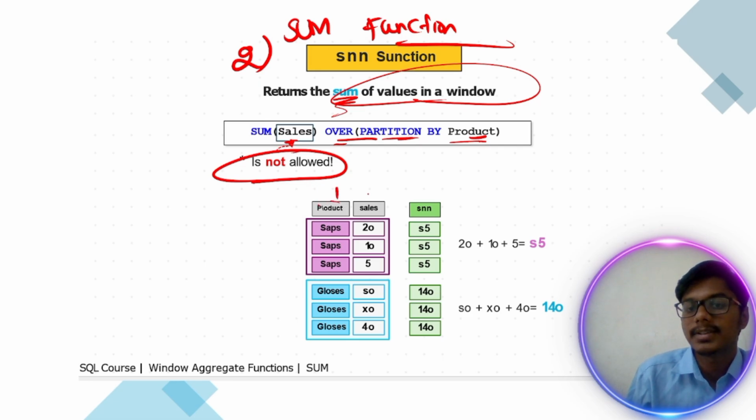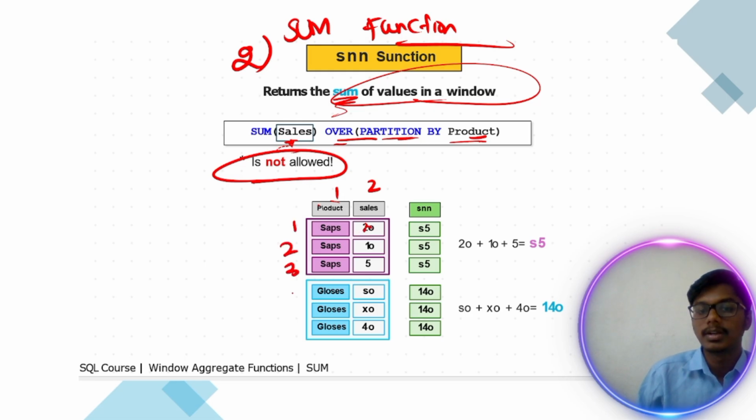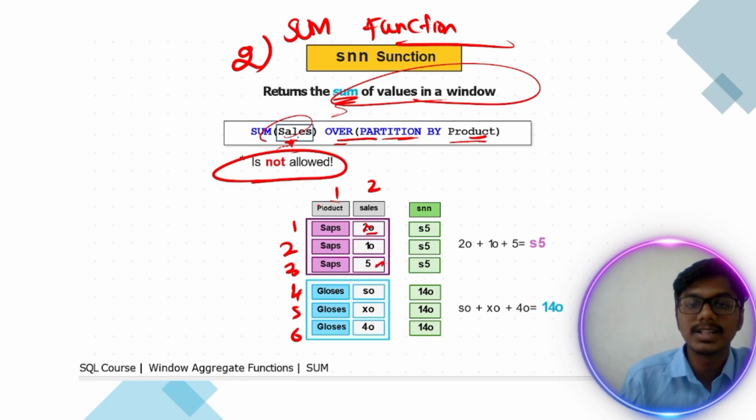Let me take a database called product sales, and inside it I have this product data. Let me consider IDs 1, 2, 3, 4, 5, 6. For the caps there are 20 sales for ID 1, 10 sales for ID 2, and 5 sales for ID 3. So we are giving the sum of sales, right?